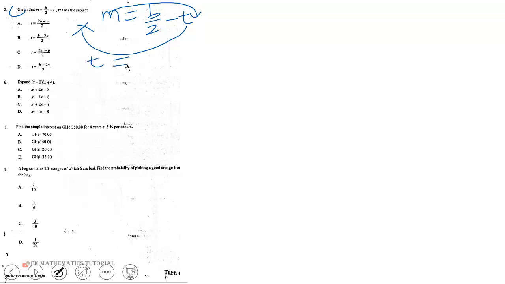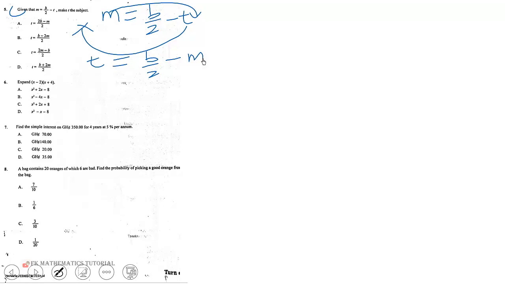Question number 5. Given that m is equal to b over 2 minus t, make t the subject. So we have m is equal to b over 2 minus t. So I'll move the t here and I'll move the m to the other side. So the t becomes positive, then b over 2, then the m becomes negative. So t is equal to b over 2 minus m.